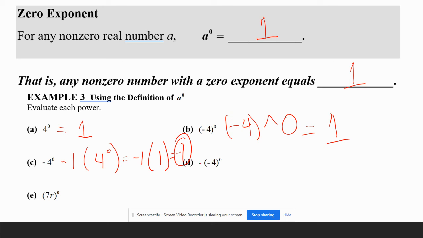Same thing with letter D. You cannot add the opposite here and make that just a positive 4 to the 0 power. That's a negative 1 with a negative 4 to the 0 power. Now we know from letter B here that negative 4 to the 0 power is 1. And then this negative 1 on the outside, negative 1 times 1 is negative 1. Remember, this whole thing in here, it's not going to matter what's in there, because as long as it's all inside the parenthesis, the 0 power applies to all of it, and that will be 1.